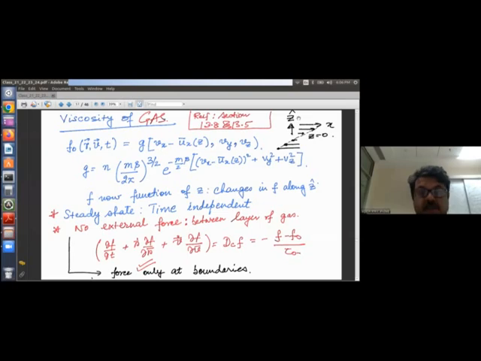Okay, so we continue from where we left off in the last class. In today's class, we will be calculating the viscosity of a gas from microscopic quantities like the distribution function. What I want to emphasize is that here we are considering gas molecules which move at high velocities and undergo collisions, which is incorporated in the theory through the single relaxation time approximation in the Boltzmann transport equation.